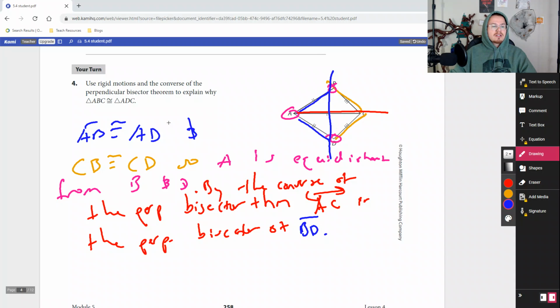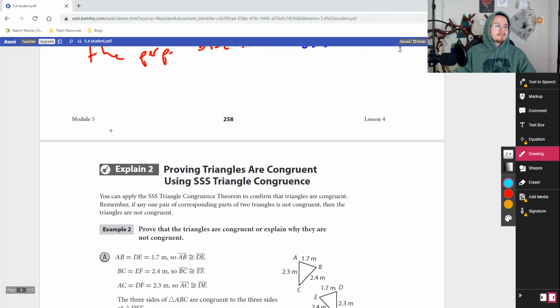So by the definition of a reflection, I'm not going to write any more because it's not going to work. So by the definition of a reflection, point D is the image of point B, right? Reflected across the perpendicular bisector AC. So the reflection maps AC onto AC, therefore these triangles are congruent.